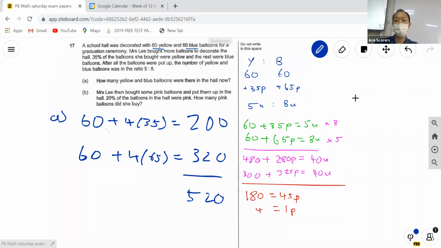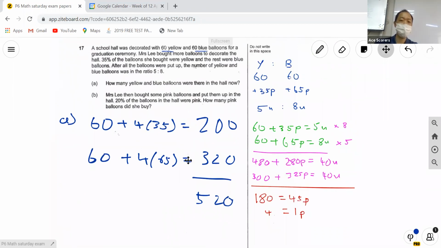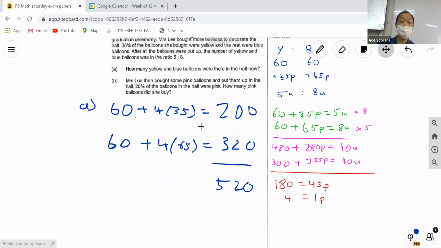And we score 3 marks for the first one. Pain. Did you say pain? Pain, yeah. A bit painful. Right, but once you are well versed with units and parts, this is the kind of stuff we do all the time. Okay, units and parts.